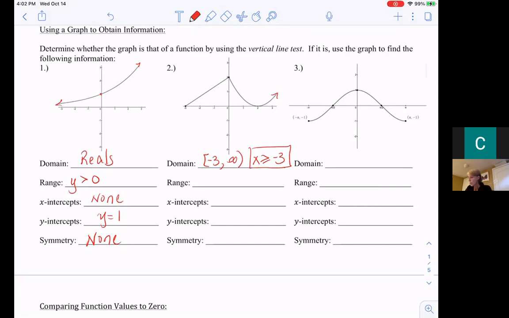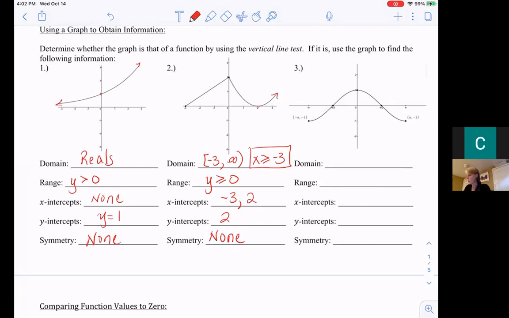Our range. So our range is going to be our y values. And we look, our lowest y value is 0, but my graph is going to go on and on and on forever. So the range is y greater than or equal to 0. I have x-intercepts, or the graph touches the x-axis, at x equals -3, and also over here at 2. I have a y-intercept of 2, and once again, this graph does not appear to have any symmetry.